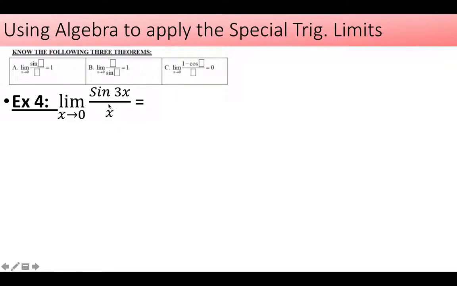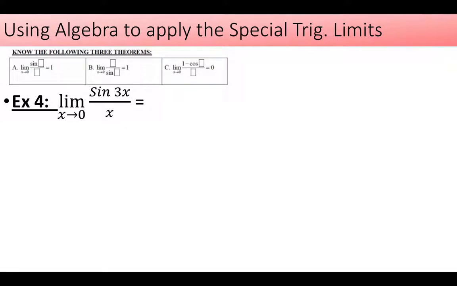So I need to try to get 3x down here. I've got to force this denominator to have a 3x at the bottom. How will I do that? Because this is a fraction, no matter what I do to my denominator, I must do to my numerator. So why don't we just multiply the top and bottom of this by 3?